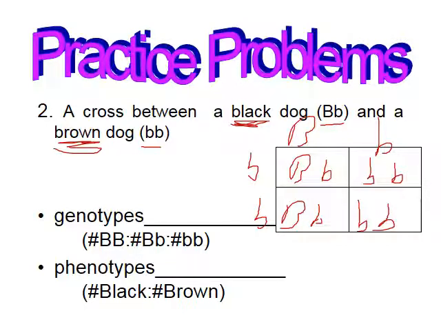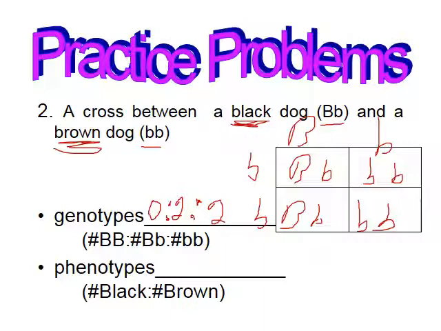So now we look at the genotypes in the boxes. Each one represents a child, an offspring. There are no homozygous dominant children. There are 2 heterozygous children, and there are 2 homozygous recessive children.